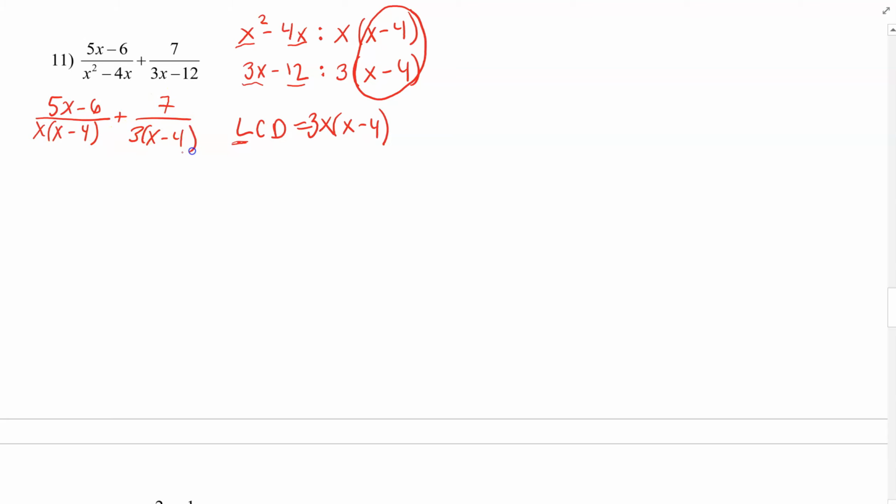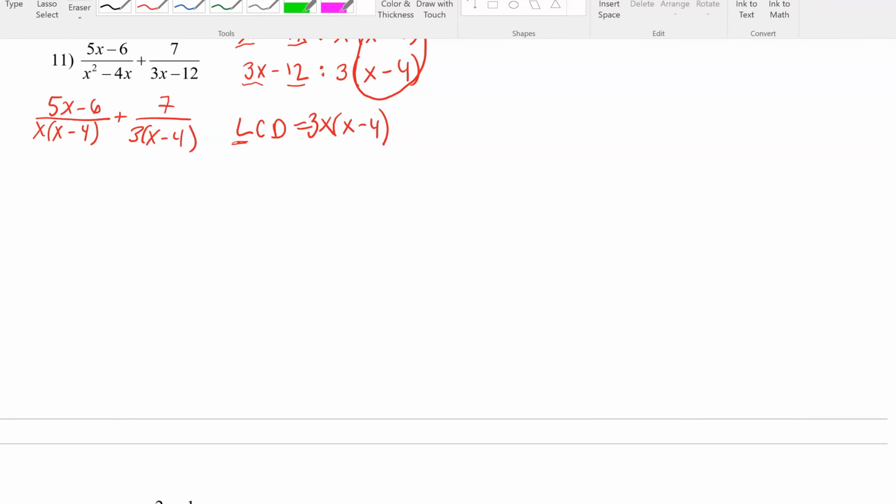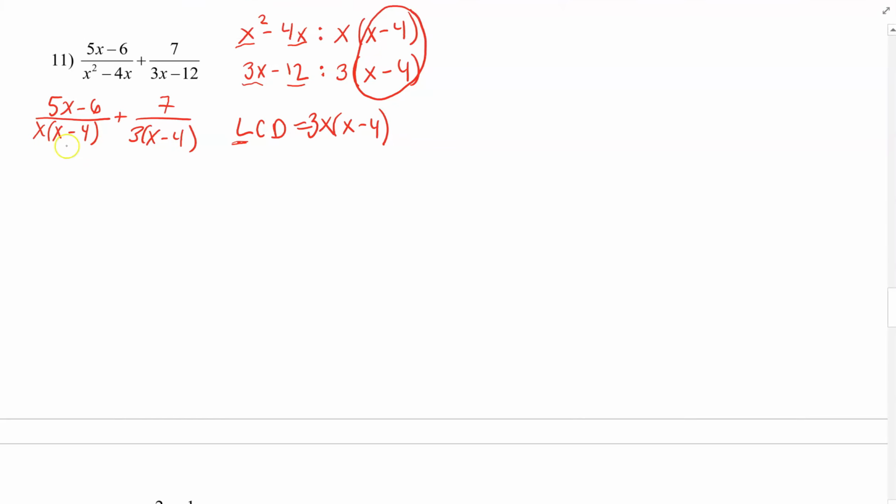And then what that helps me see is what part of the LCD each of these denominators is missing. And then I can multiply that part in. So the first fraction has the x and the x minus 4 from the LCD, but it's missing the 3. So I'm going to multiply the first fraction by 1, right? 3 over 3 equals 1.